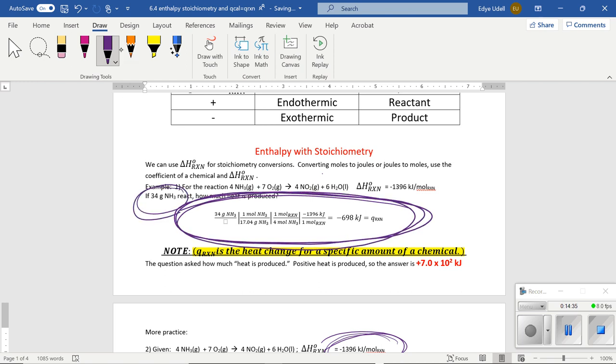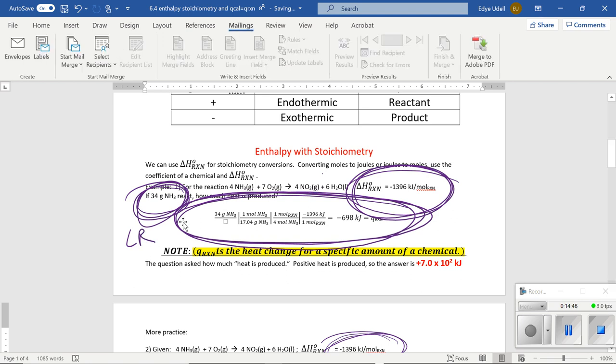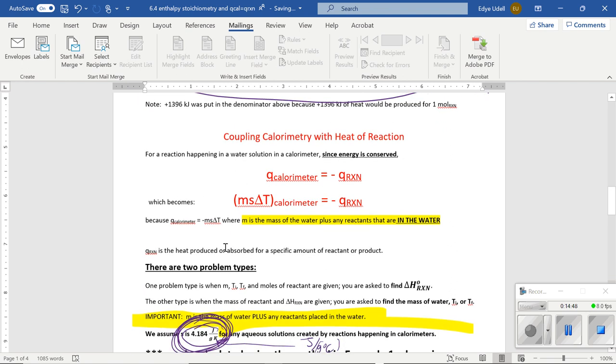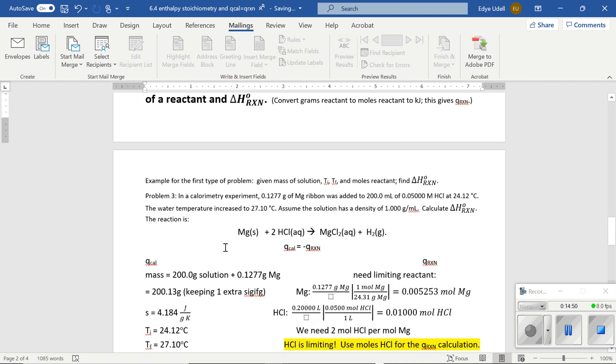You use the mass of the reactant and the delta H of reaction. And it's really important you have to use the limiting reactant if you're given more than one reactant. And that will come up in the problem that we do as an example. Okay, so let's get to an example.